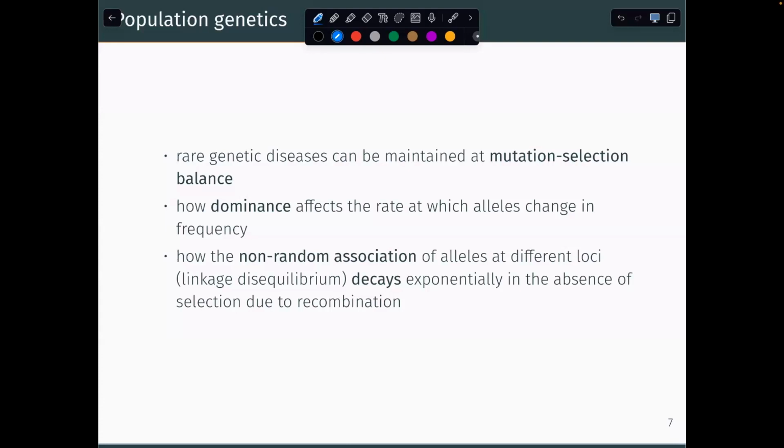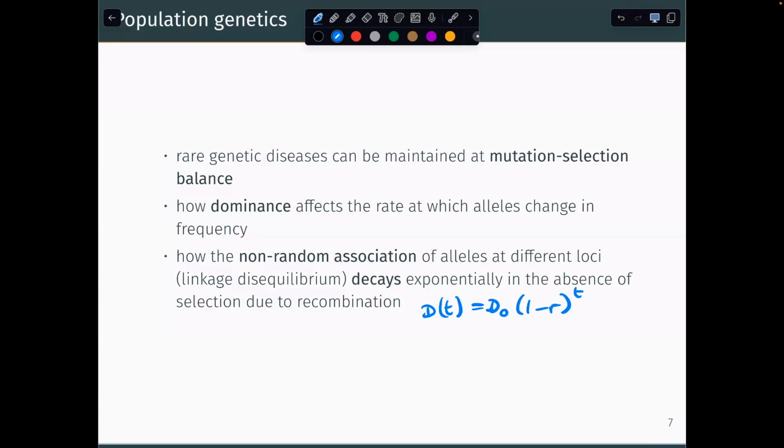And we talked, as I said a moment ago, about linkage disequilibrium, this non-random association of alleles or haplotypes, and how this can decay exponentially in the absence of any selection. This occurs due to recombination. So you remember we had an equation that looked like this: what's our linkage disequilibrium over time? Well, it's what we start with, times 1 minus r to the power t, where r is the recombination probability, and t is just generations.